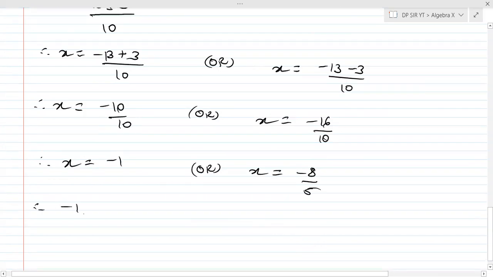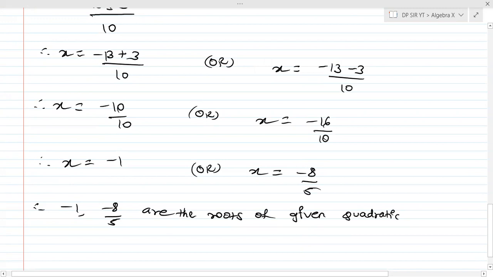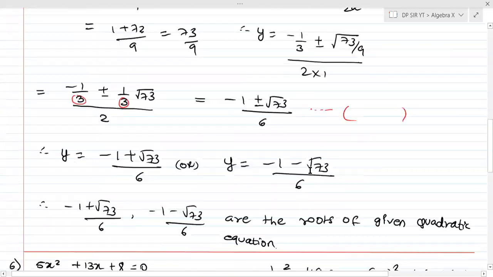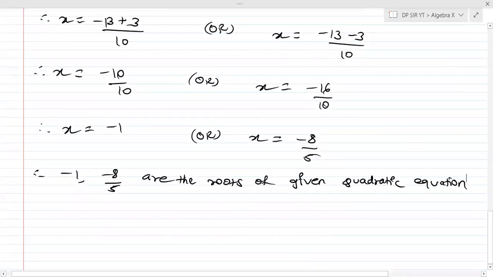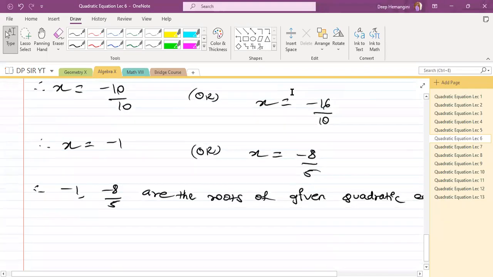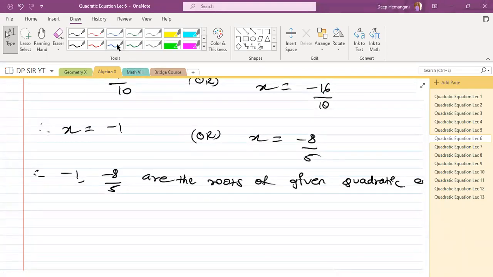So therefore, minus 1 comma minus 8 by 5 are the roots of the given quadratic equation. I hope this much part is very clear to you, and I won't end the lecture since I have a few prerequisites to do with you all for the next exercise.